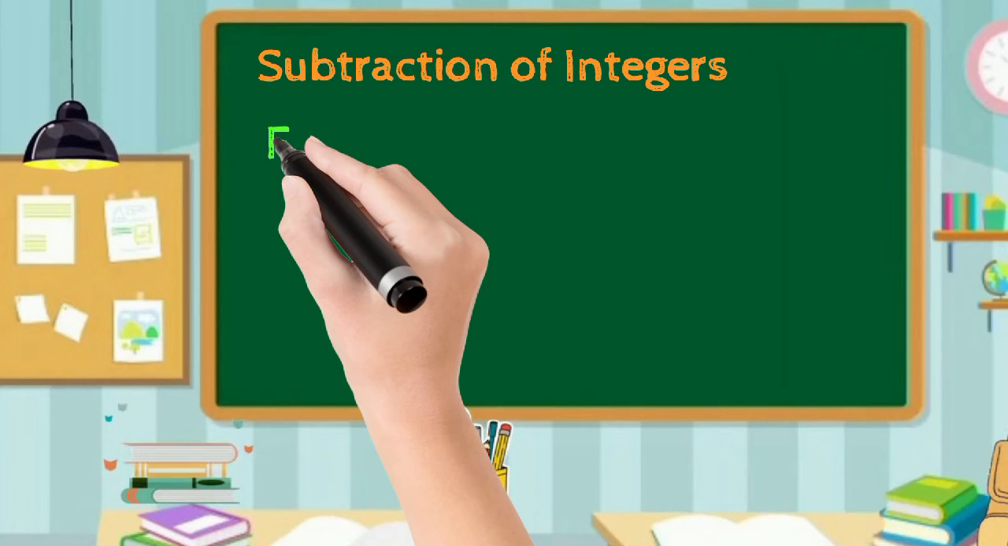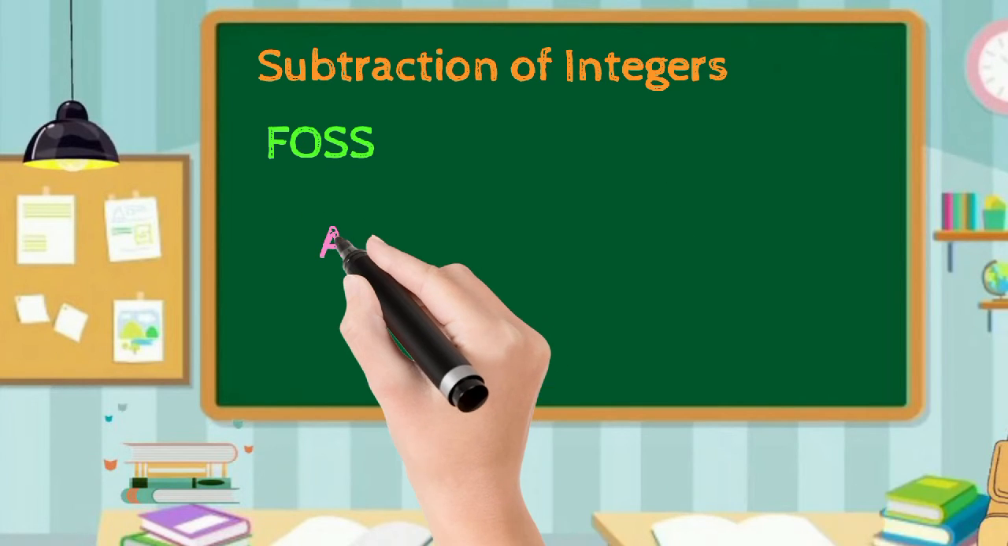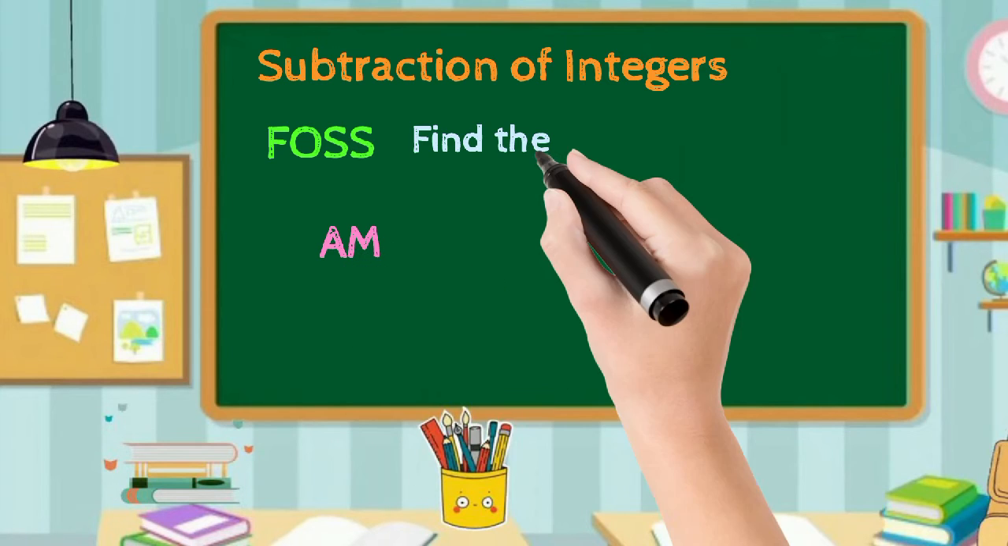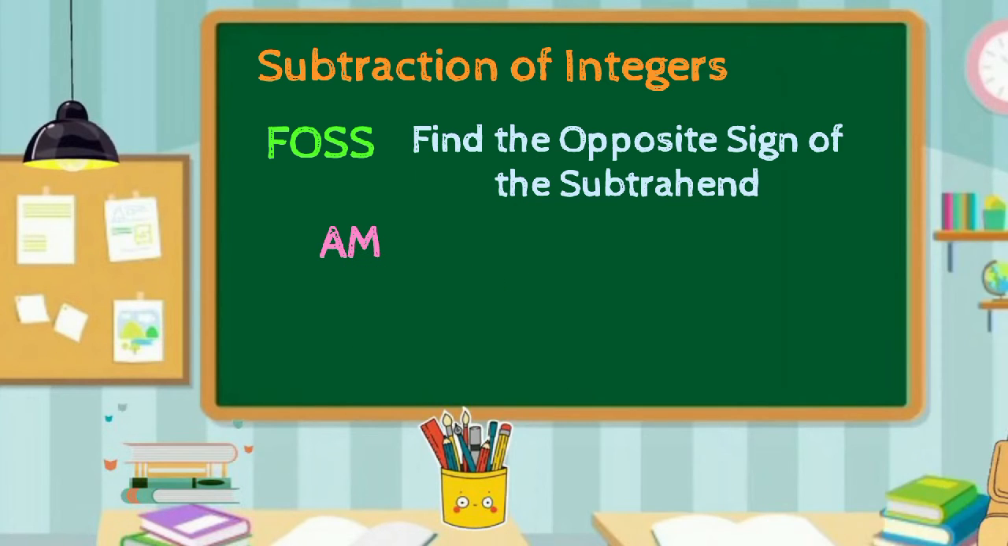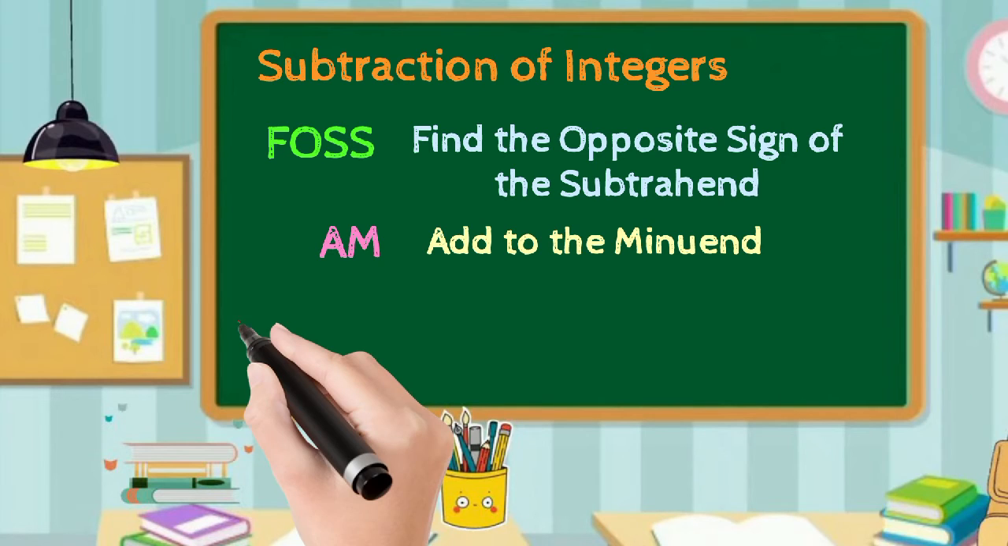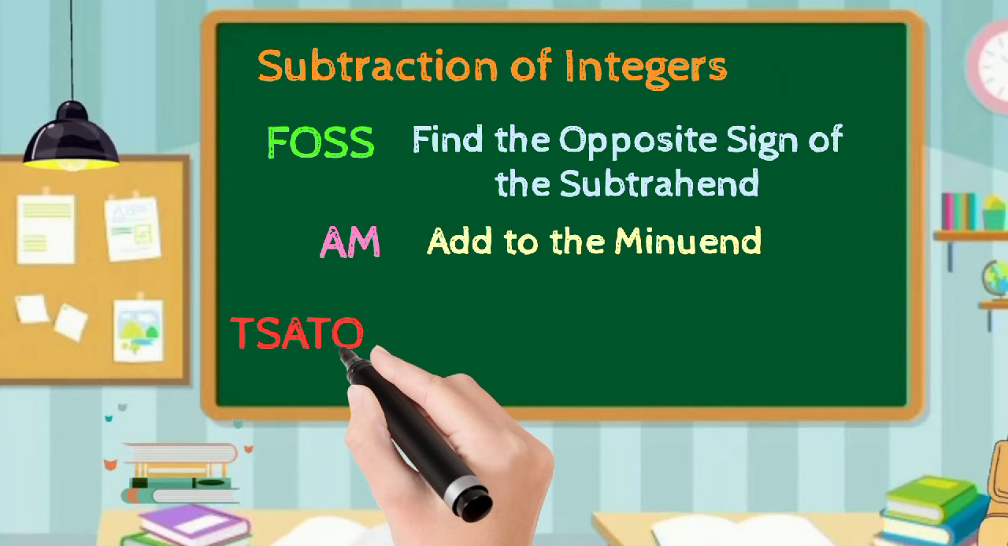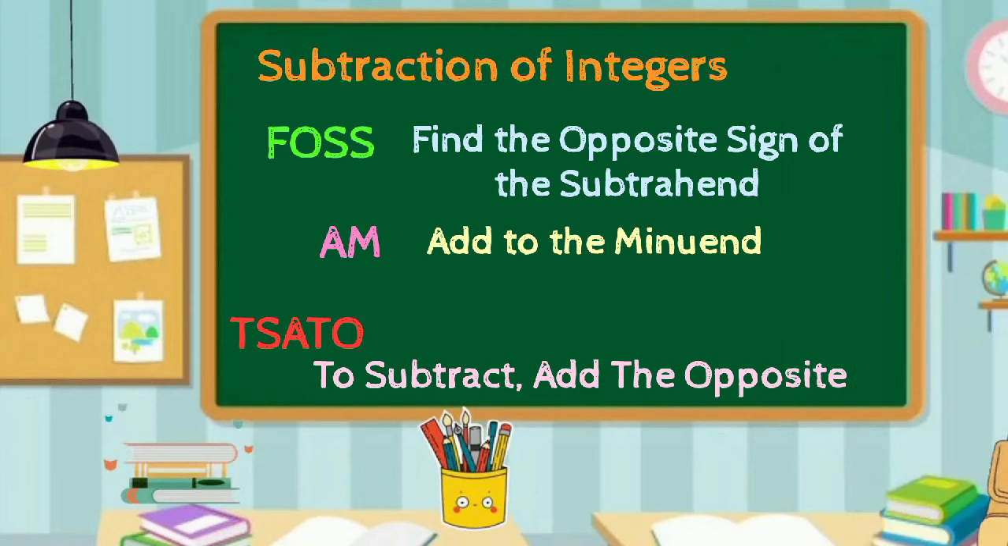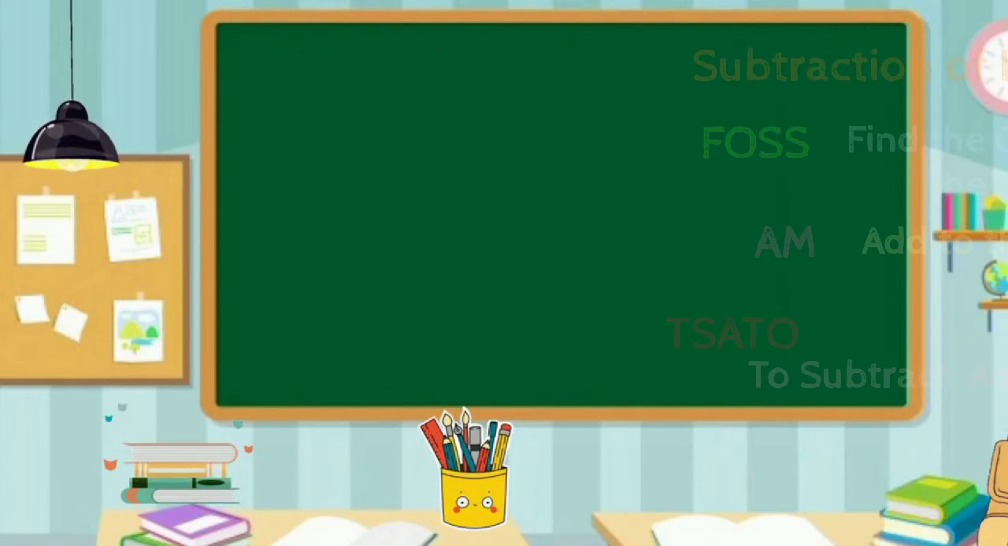And for the subtraction of integers, we have the FOSSAM method. To subtract the integer, we need to find the opposite sign of the subtrahend, then add to the minuend, or simply the Chato method. To subtract, add the opposite. As for the answer, we shall follow the sign of the greater number, the same as the process of addition of integers, as we have learned that subtraction of integers can be the inverse of addition of integers.